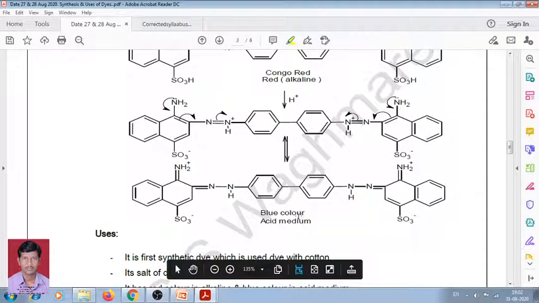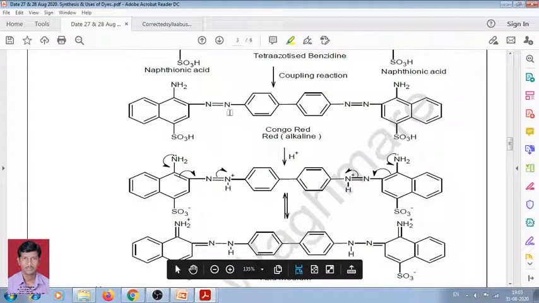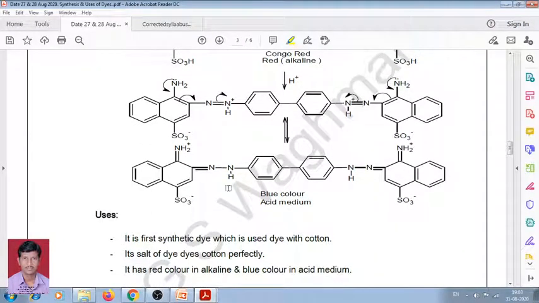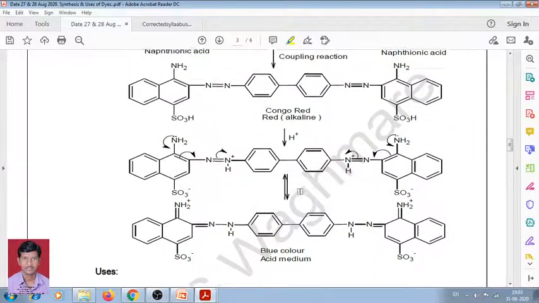Okay, and then this compound has a blue color in acid medium. Means the structure of Congo red in alkaline medium is in this form: N double bond N, N double bond N, and the structure of Congo red in acid medium is in the form of N single bond NH, N single bond NH, and it has blue color. Okay, this is about the synthesis of Congo red.